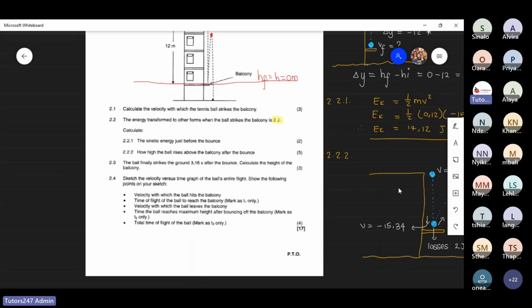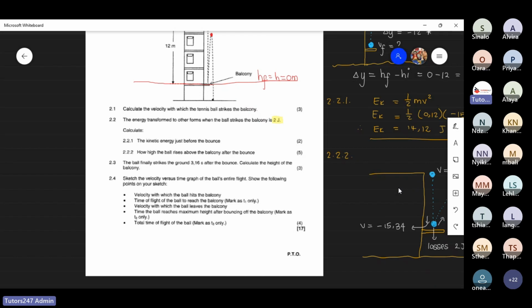Keep in mind what you learned in grade 10, that energy is neither created nor destroyed. It is just changed from one form to another. That was your law of conservation of energy. That's the knowledge that you need to apply to this particular question. You need to understand that energy is being lost when the ball collides with the balcony.